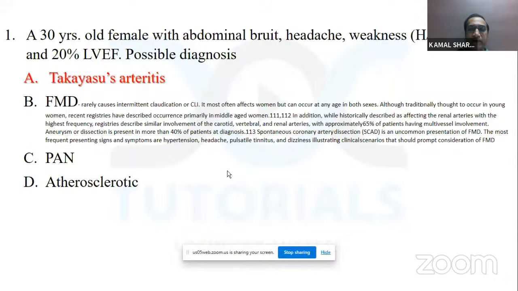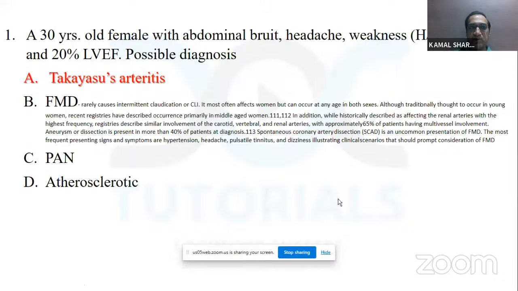So here, a couple of things that were missing for it to be FMD were: one, LV dysfunction; two, abdominal bruit. Abdominal bruit is one feature that tells you the involvement not just of the renal artery but probably the aorta, which you rarely ever get in FMD, and hence the answer for this question is aortoarteritis. So I hope that's clear.